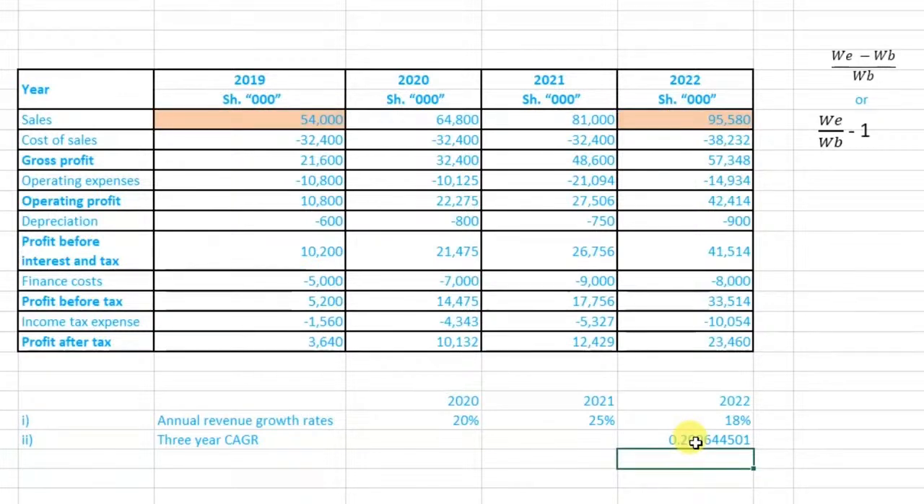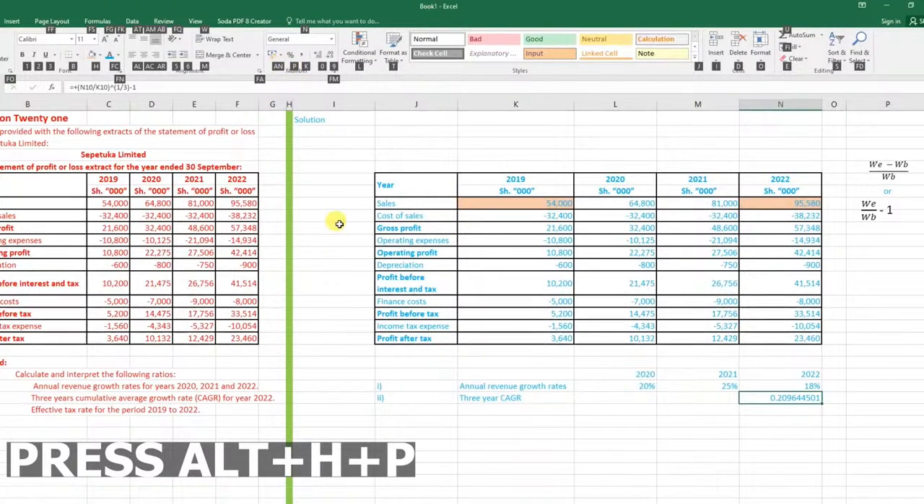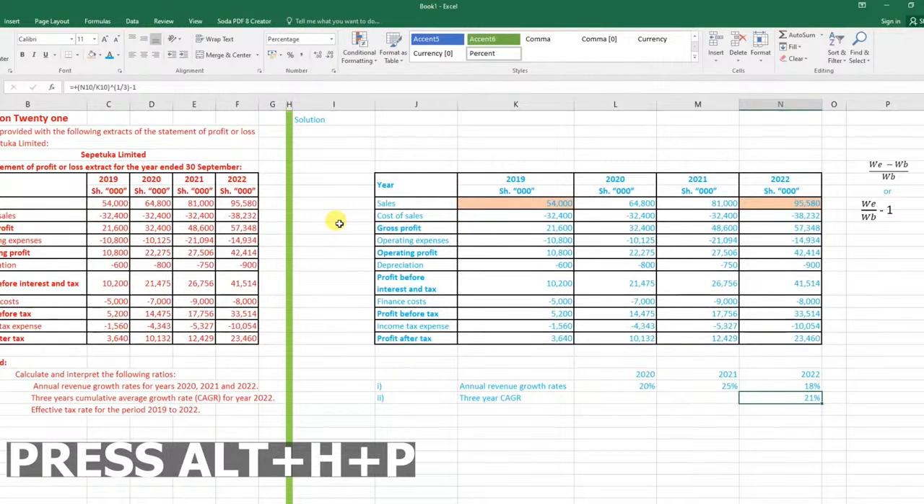Press enter. It gives you 20.96, but we want it in form of a percentage. Remember what we said? Alt, we press H. You can see what H gives us, home, and then now we want percentage, P. You can see we press P, which represents the percentage. Automatically gives us 21% like that.